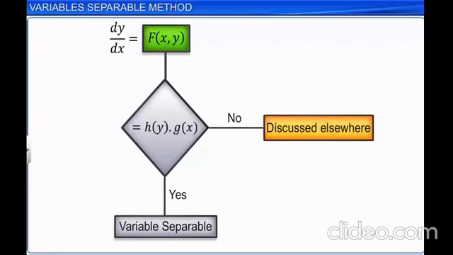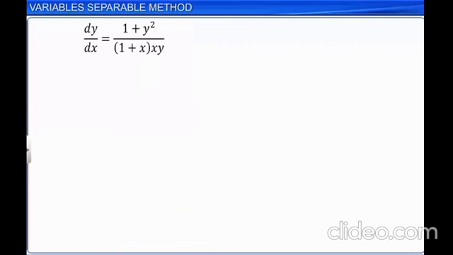Let's now understand how to solve a differential equation with the variable separable method. Consider the differential equation dy/dx = (1 + y^2)/(1 + x) times xy. Observe that the right-hand side of the differential equation can be expressed as the product of two functions, where the first function is a function of x and the other one is a function of y. Here, the right-hand side is expressed as functions of x and y, so that the variable separable method can be applied.